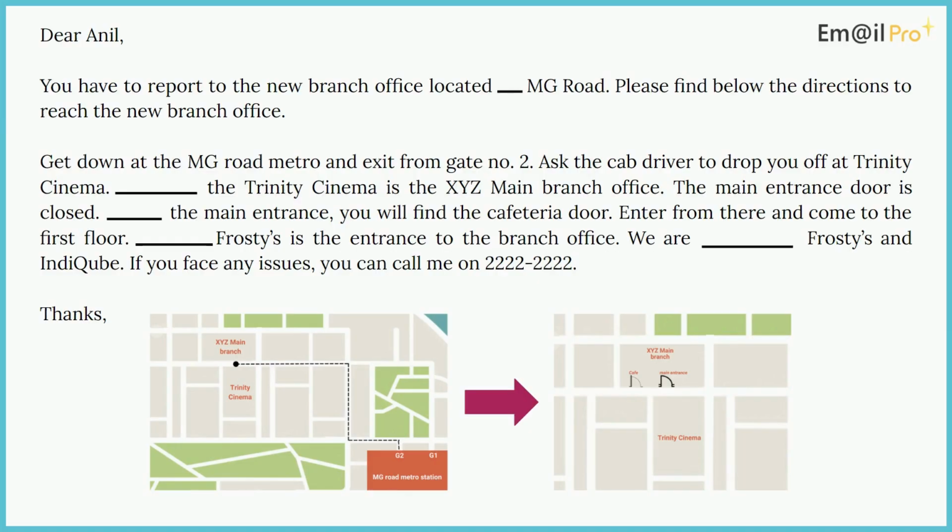Now that you know how to use the prepositions of place, let us review the email. You have to report to the new branch office located on MG Road. Please find below the directions to reach the new branch office. Get down at the MG Road Metro and exit from gate number 2. Ask the cab driver to drop you off at Trinity Cinema.